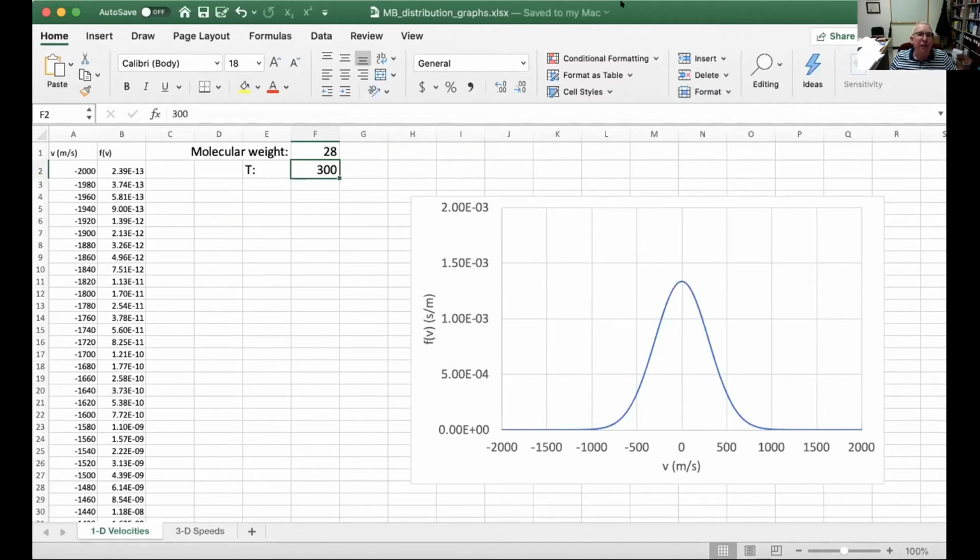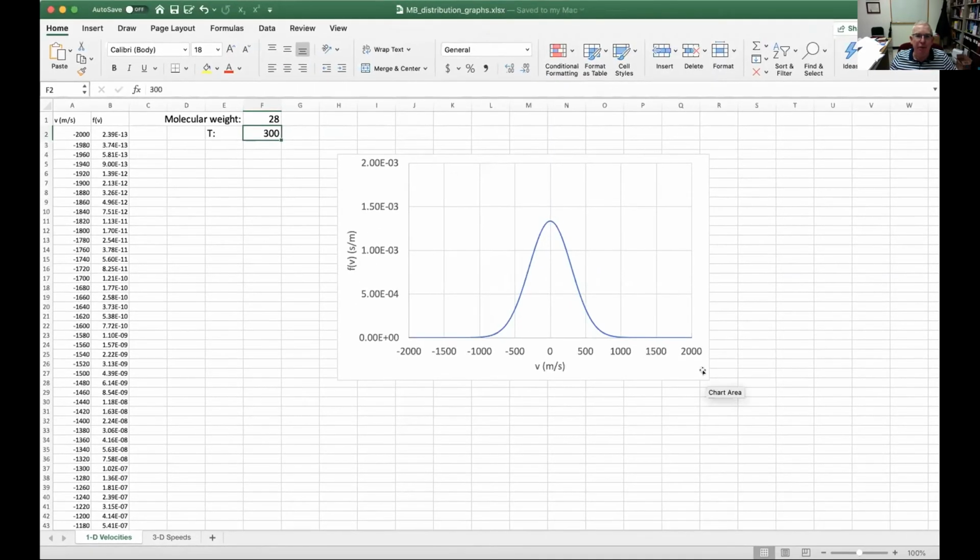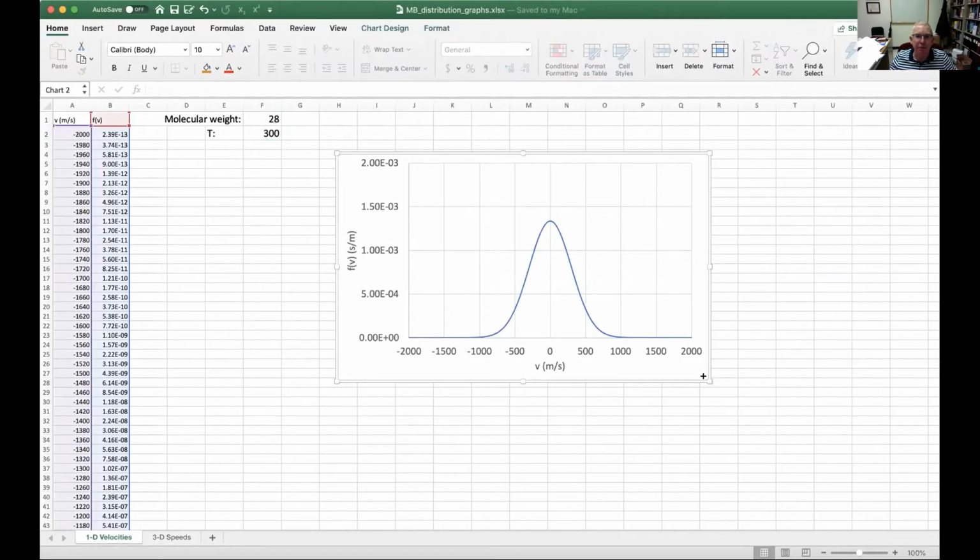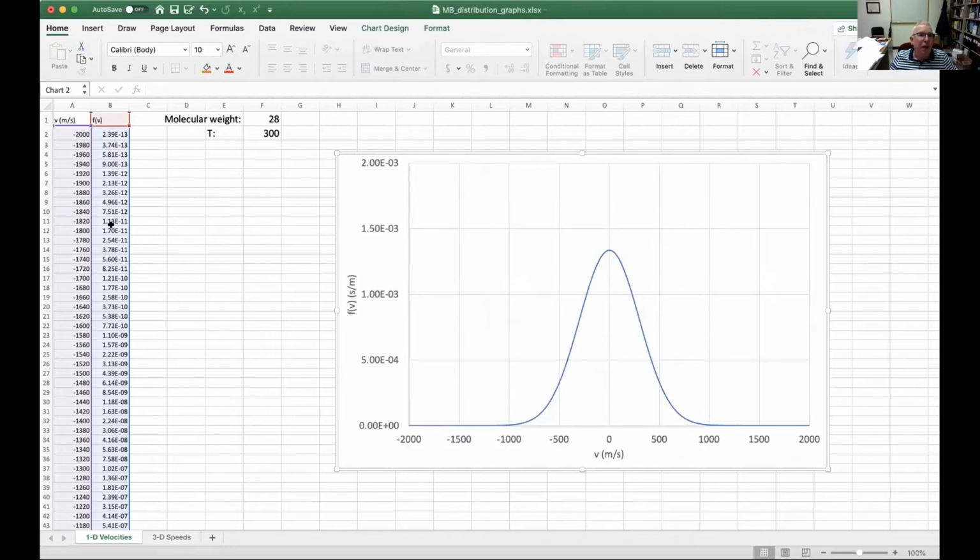But if you check this out, you'll see that I've got my graph, which tells me that up here, right now, I've got it set for the molecular weight at 28, so this is, say, nitrogen. The temperature is at 300 Kelvin. Ignore the numbers, that's just where I've put in the formulas that figure all that stuff out. You can see the maximum is at 0 speed. In this case, my speeds are in meters per second. And I've got significant numbers of molecules out towards about 1,000 meters per second moving in either direction.